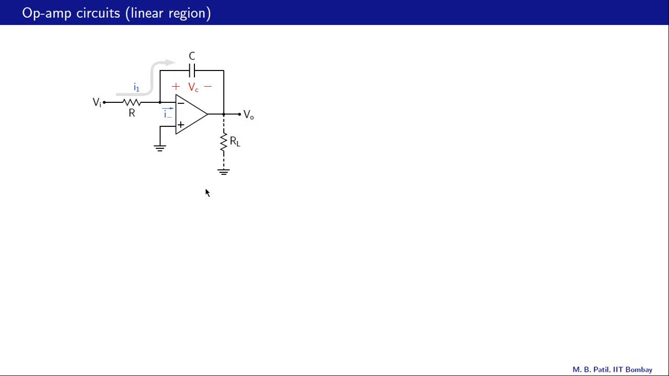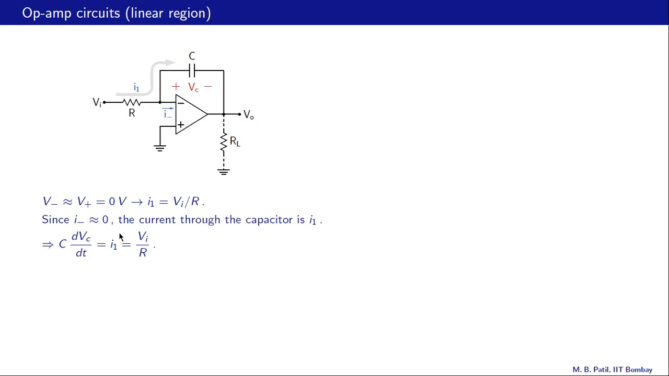Here is another useful op-amp circuit. Let us see what it is doing. We will assume that the op-amp is operating in the linear region. So V minus and V plus are nearly equal. Therefore, this is at virtual ground. That gives us I1 equal to Vi minus 0 divided by R, or Vi by R. Since I minus is 0, that's an input current for the op-amp, the current through the capacitor is also I1, like that.